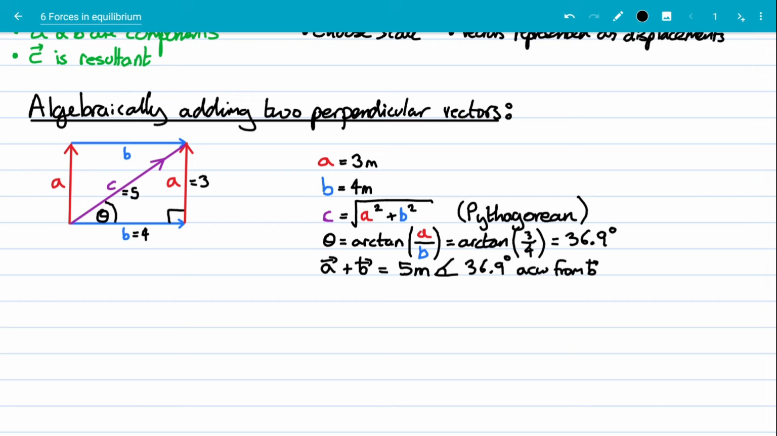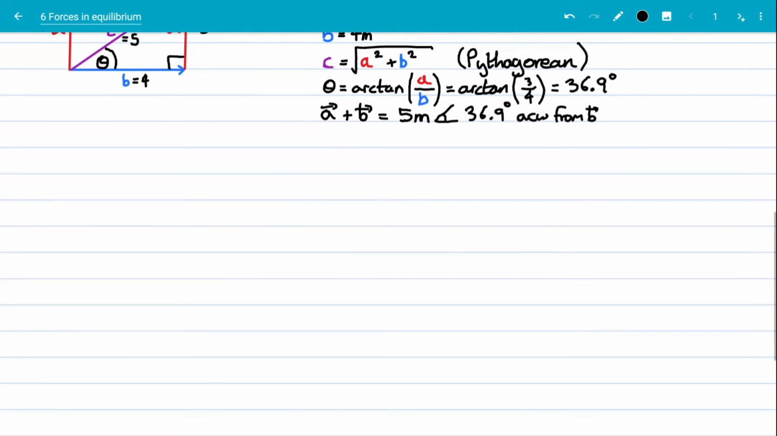Now, what if the vectors are not at right angles? Well, in that case, what we have to do is figure out a bunch of vectors that are right angled to each other so we can add them together. And to do that, we have to understand how to resolve vectors into perpendicular components. Resolving vectors means figuring out the components. Vectors into perpendicular components.